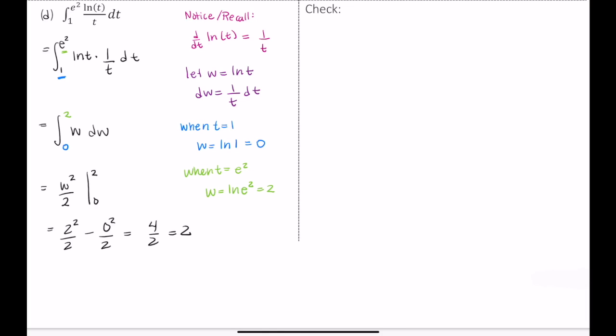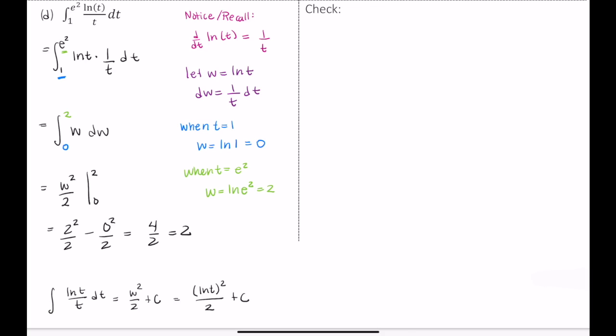And now we can quickly do a check on our work, and I'm going to focus on just the indefinite integral. So if our integral were the natural log of t over t dt, we figured out through substitution, again, I'm using the same substitution, that this is w squared over 2 plus c. So replacing w with the natural log of t, we end up with the natural log of t squared divided by 2 plus a constant c.